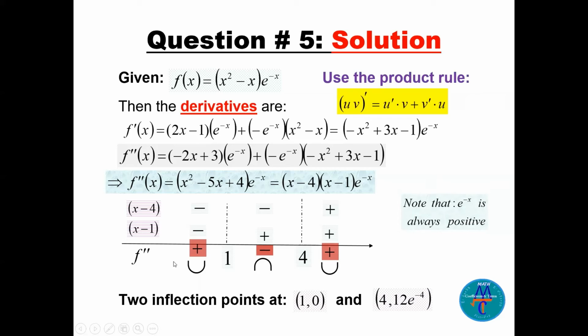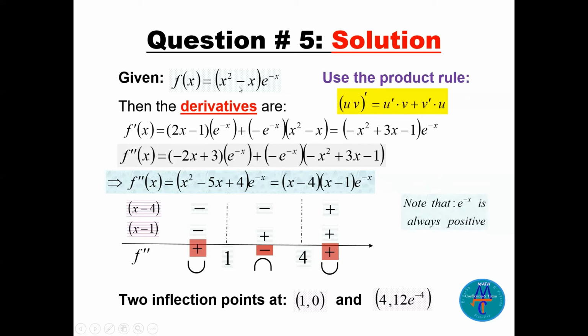So when we make a table of signs for f double prime, we put x minus 4, x minus 1. We take a number less than 1, we take 0. Between 1 and 4, we take 2. Greater than 4, we can take 7. And then we have a change in concavity at 1 and a change in concavity at 4. So 2 inflection points.